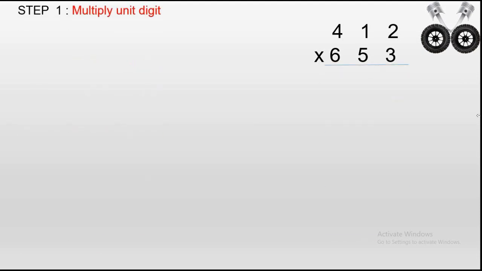Step 1, multiply unit digit. So here in the ones place the numbers present are 2 and 3. Very first we have to multiply 2 and 3. 2 into 3 is 6. That 6 should be written in the ones place.